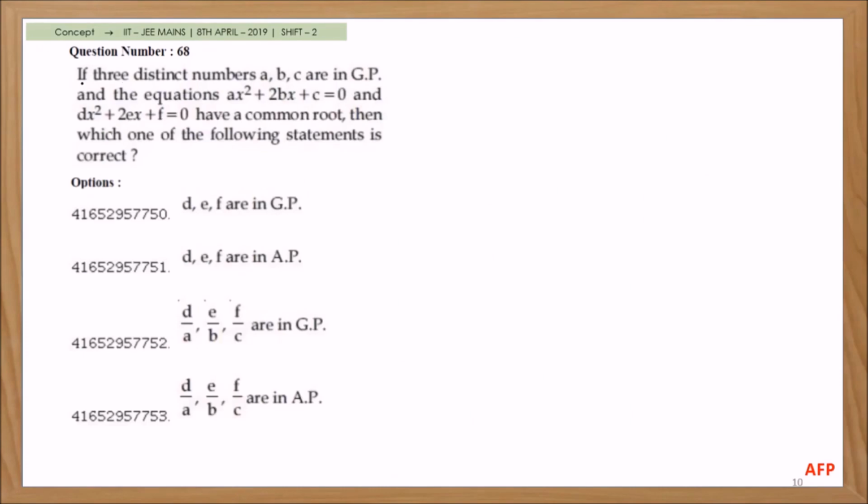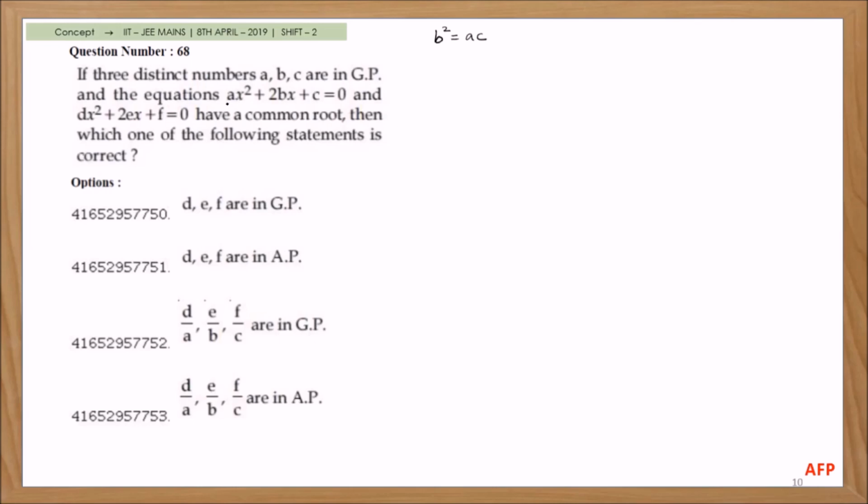Next problem. If three distinct numbers a, b, c are in GP and the first equation is given and the second equation, the first and the second equation have a common root, which of the following statements is the correct one? So these statements are given. First is three distinct numbers a, b, c are in GP. So if GP is there, we will have one condition, b square is equal to ac. Okay, so this is what condition we are having.